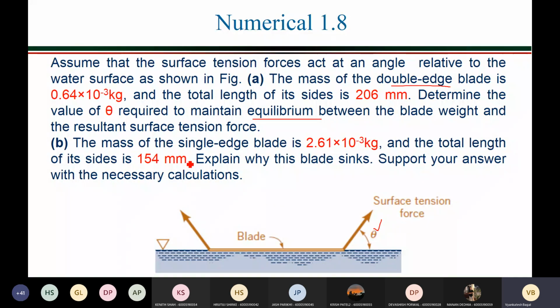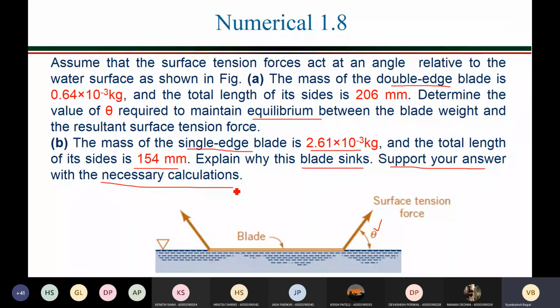Fine. And in the second half, what they did is they replaced this double-edged blade by a single-edged blade, whose weight, this mass, is again given. Then the total length which is in contact is also given. It is, I think, half of this only. No, not half of this. So one side is removed. Then they have asked, explain why this blade will sink, and why the surface tension will not support this single-edge blade. And you have to support your answer with justification by calculation.